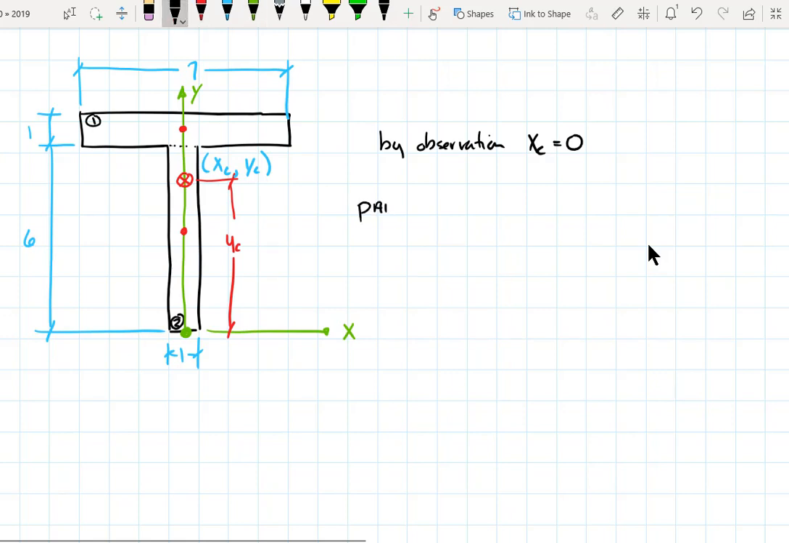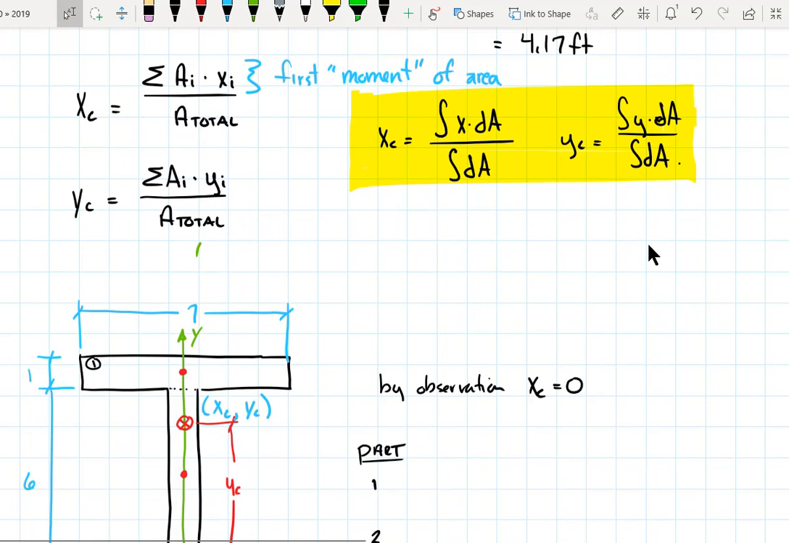So I make a little chart that has part 1 and part 2. And I know I need these things in the chart. I need to know the area of each part. I need to know the total area. I don't need to know the X coordinate for this particular one, because I've already decided where X sub C is at 0, but I need to know the Y coordinate of all the centroids. And then I need to multiply the area times the Y coordinate to get this numerator.